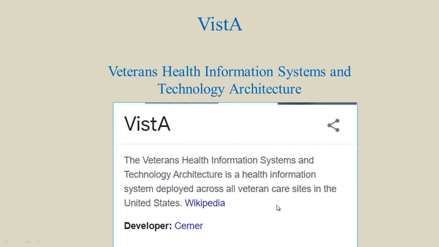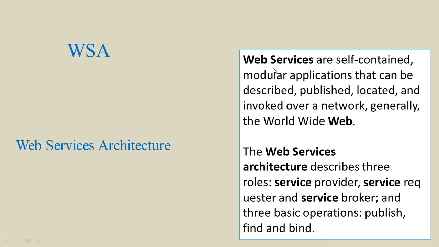WSA, Web Service Architecture. Web services are self-contained modular applications that can be described, published, located, and invoked over a network, generally the World Wide Web. The web services architecture describes three roles: service provider, service requester, and service broker, and three basic operations: publish, find, and bind.